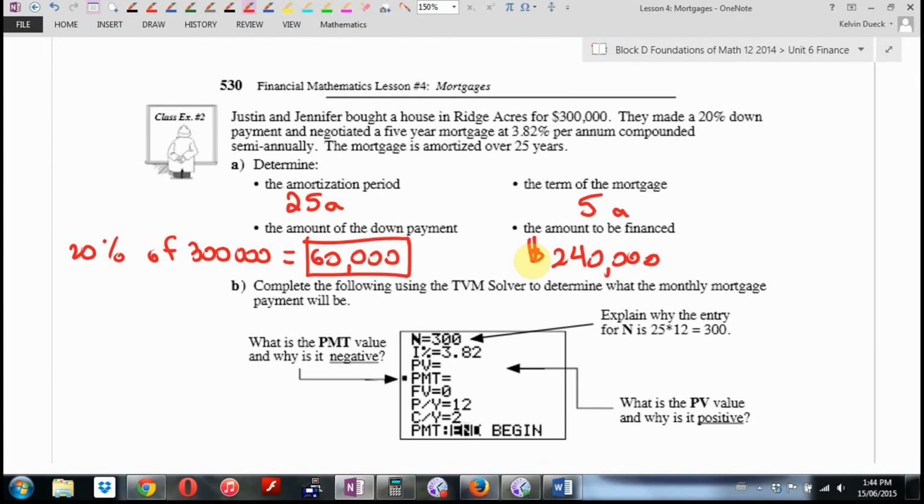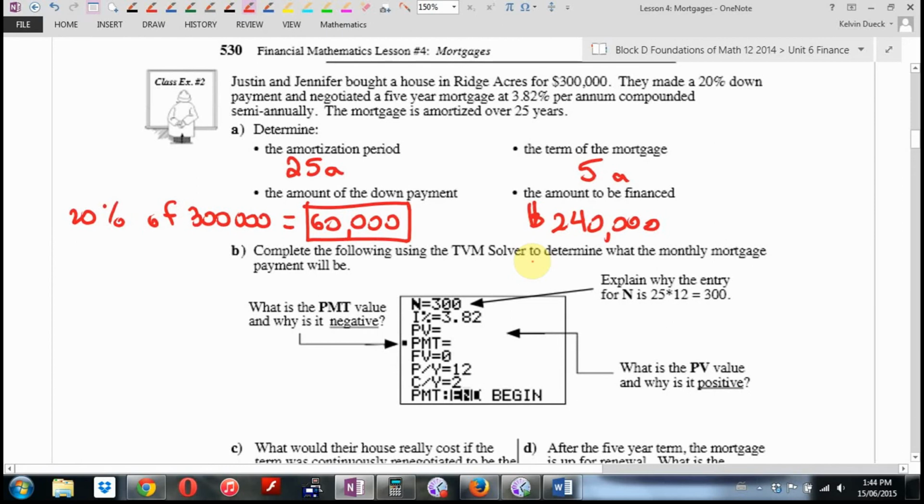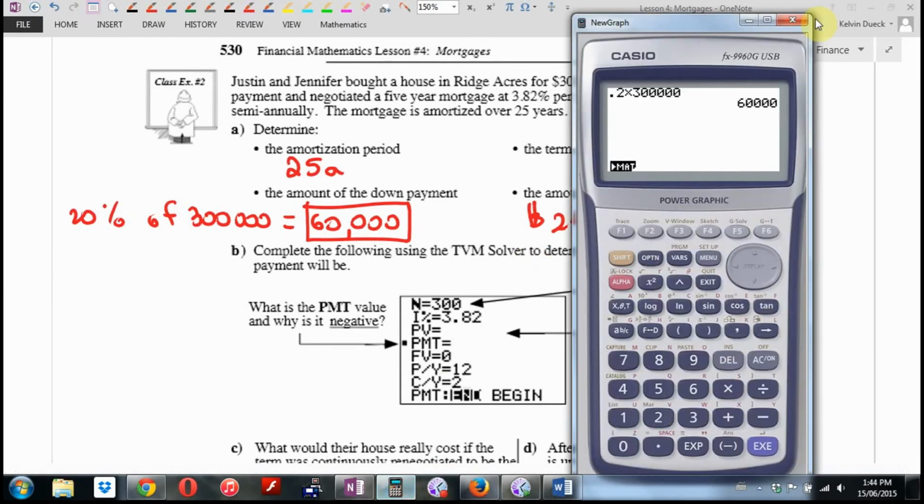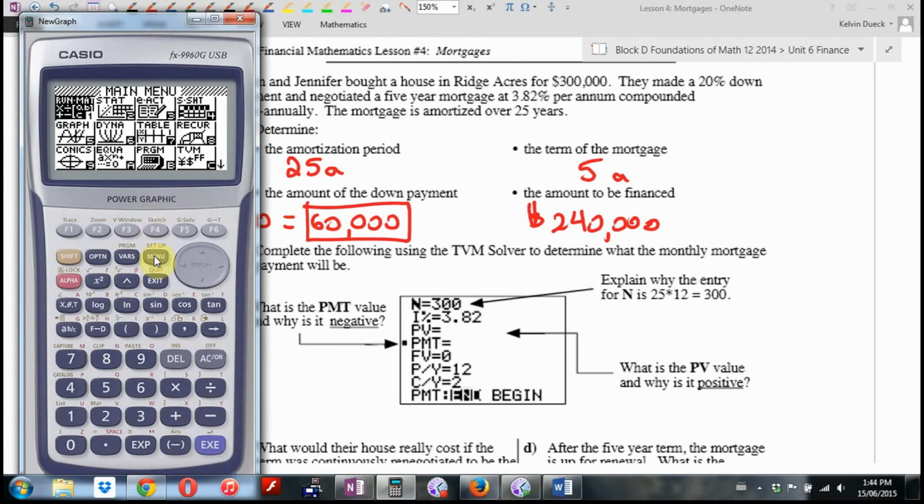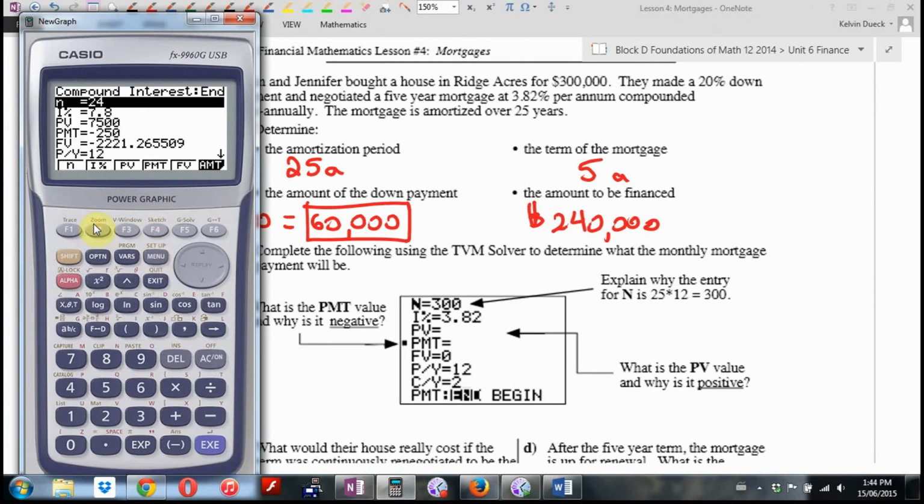So B says, complete the following using the TVM solver to find out what the monthly payment is. So I'm going to go menu, TVM solver, compound interest. All right. It's going to be 25 years, and your payments are every month, 12 times a year. So N is 300 times. What's the interest rate? 3.82. Okay.